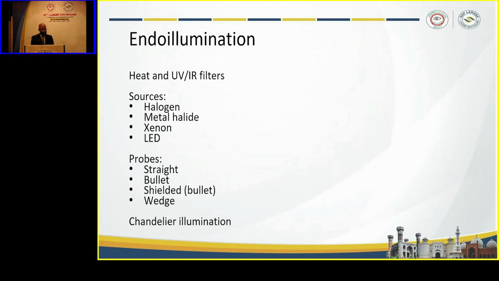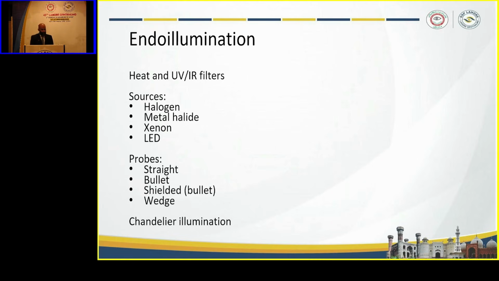There are different types of the probe. It can be a straight probe, which allows the surgeon diffuse illumination of the retina, or it can be a bullet probe with which there is focal illumination of the retina. A shielded probe is a modification of the bullet probe. It reduces the glare with the use of a shield. A wedge probe is a hybrid probe. It uses both properties of the straight and the bullet probe, providing the surgeon with both focal and diffuse illumination.